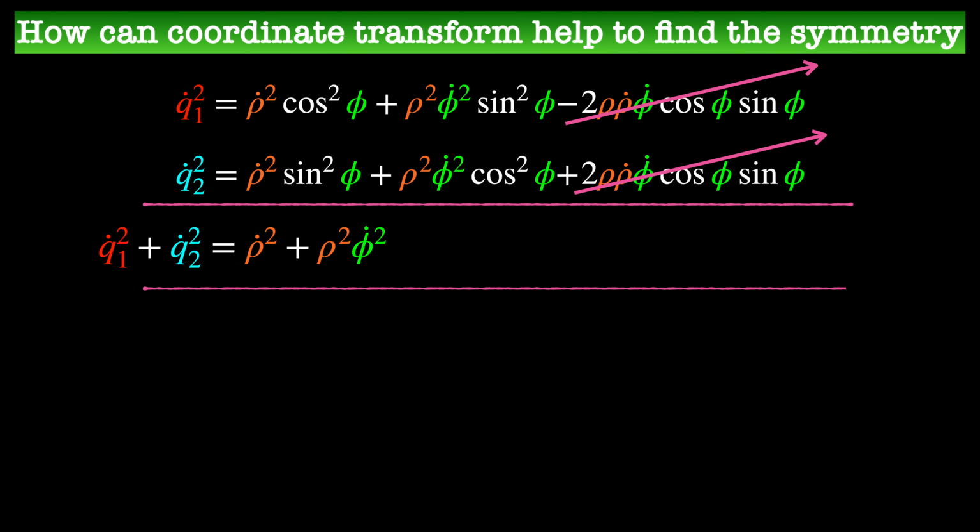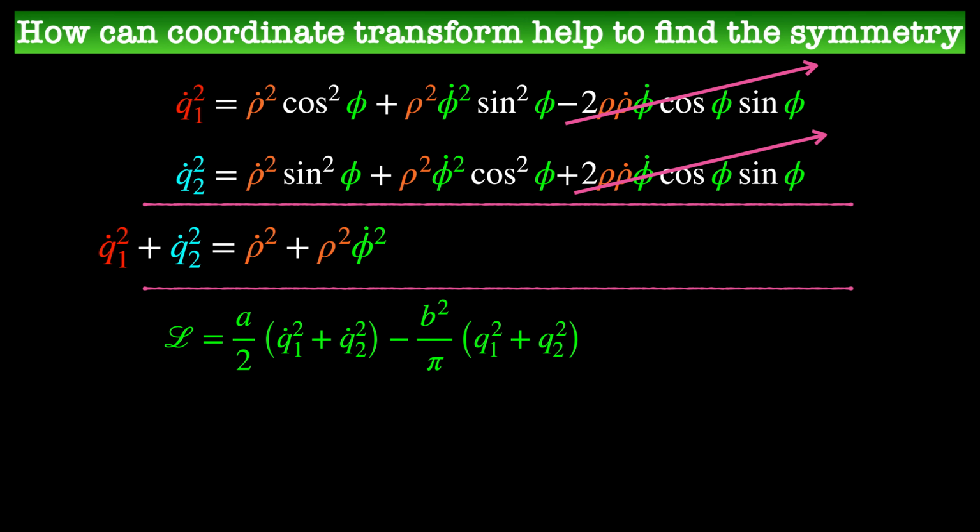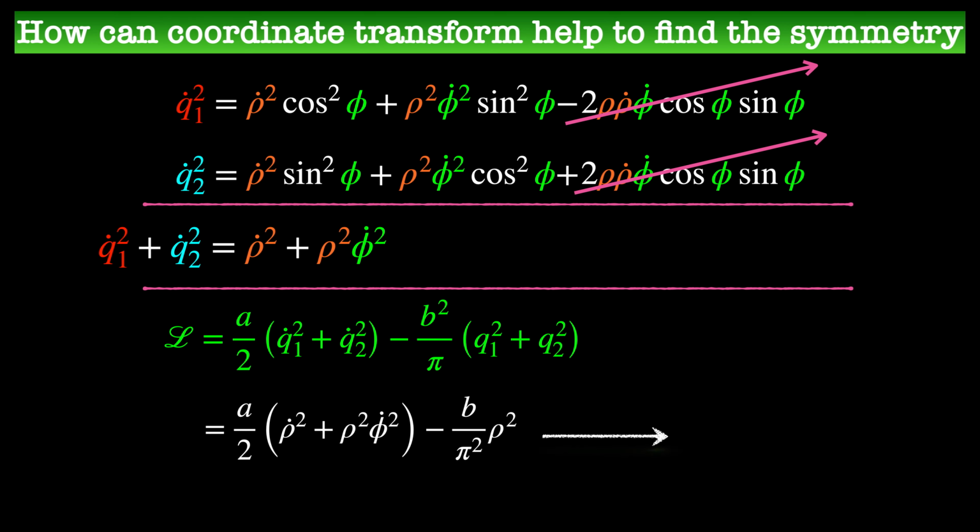Okay, so come to the Lagrangian. If you put the values of rho 1 dot square plus rho 2 dot square and rho 1 square plus rho 2 square, you will simply get this one, which does not contain any phi term. So this will be simply phi independent. And you know, if a Lagrangian does not contain any generalized coordinate, we call that generalized coordinate a cyclic coordinate. Essentially this will help us to find the conserved quantity.